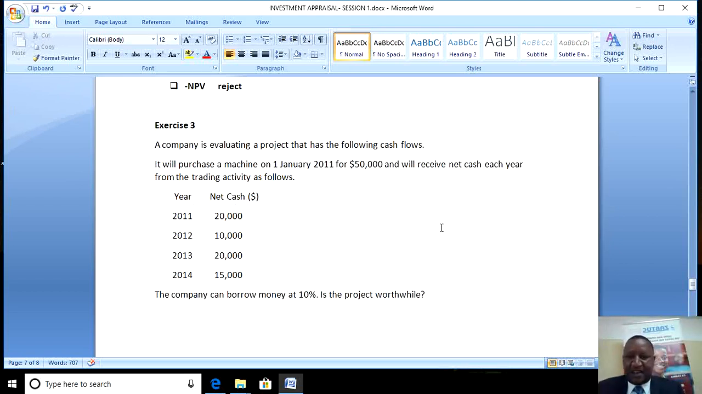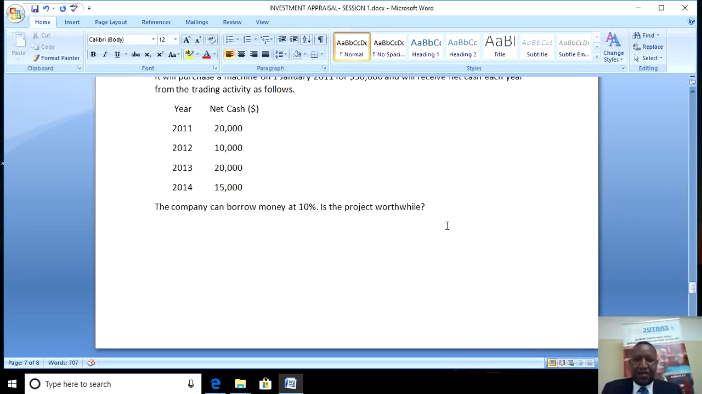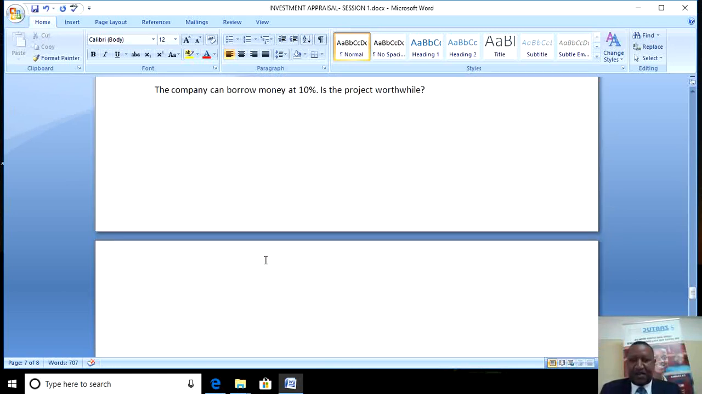Let's look at the exercise. A company is evaluating a project that has the following cash flows. It will purchase a machine on January 1, 2011 for $50,000 and will receive net cash each year from the trading activities as follows. So we have about 4 years and those are the net cash flows. The company can borrow money at 10%, so that's the cost of capital, and is the project worthwhile? So let's see if the project is worthwhile.